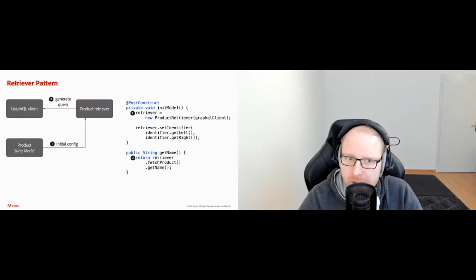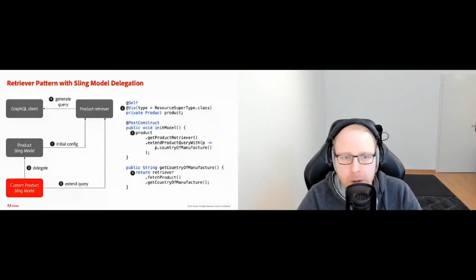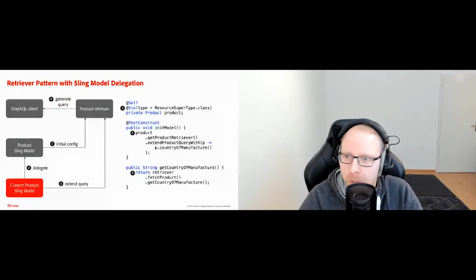So in a project for a custom component, you would create a custom product Sling model, which delegates back to the original product Sling model that's part of the CIF core components using the resource supertype. That shouldn't be anything new. You can see here at number 2 how this looks in the code. The product Sling model provides access to the retriever instance. So actually your custom product Sling model can access it and apply changes.